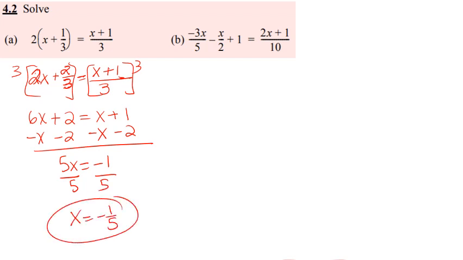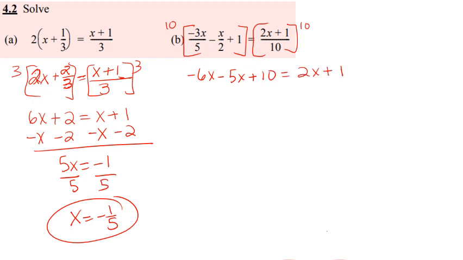Okay, the next one I'm going to multiply by 10. And the first one would be negative 6x, then 5x plus 10, and then 2x plus 1. Again, I don't need to put 2x plus 1 in parentheses because there's nothing with it. Okay, so this will be negative 11x.